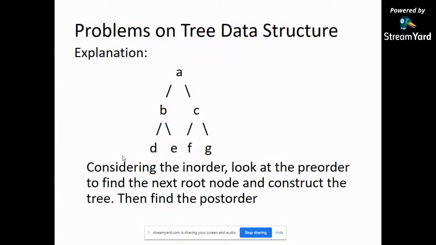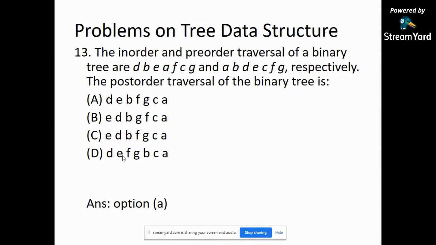Now after drawing the tree, we have to traverse it in post order. After traversing it in post order, we have to compare it with the options which are given to us, and the correct option is A.